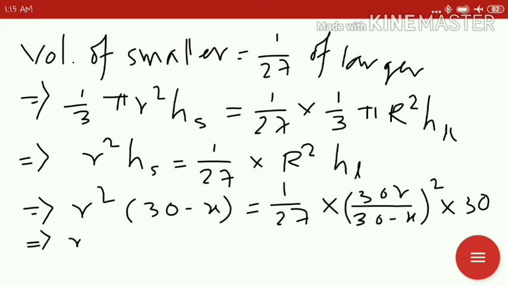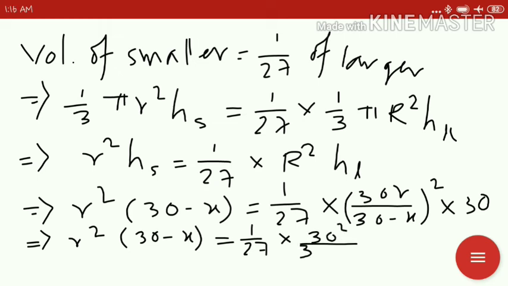Now in the next step, r square 30 minus x will remain as it is, 1 by 27 will write, and now I am going to remove the bracket. So it will become 30 square by 30 minus x whole square into r square into 30. Now you will see that from both sides r square will be cancelled out and only the x will remain.